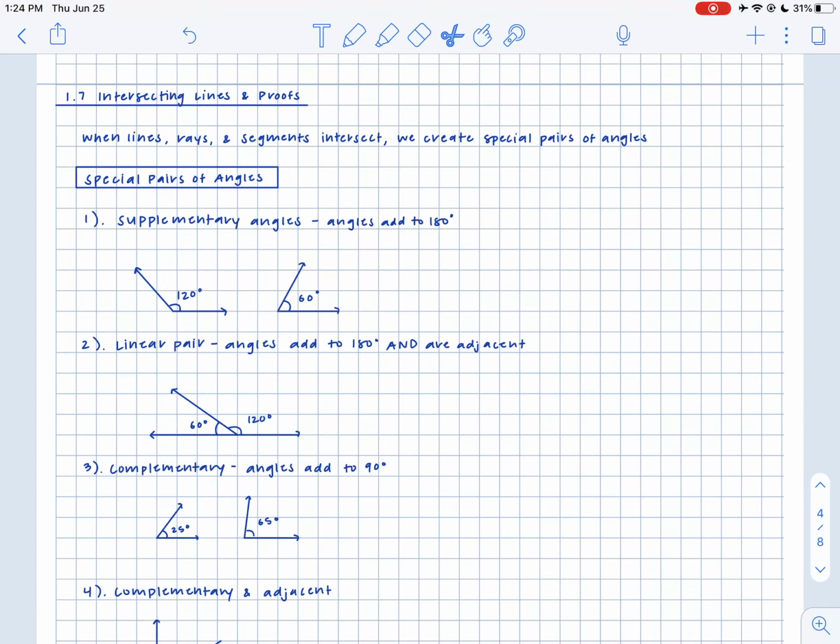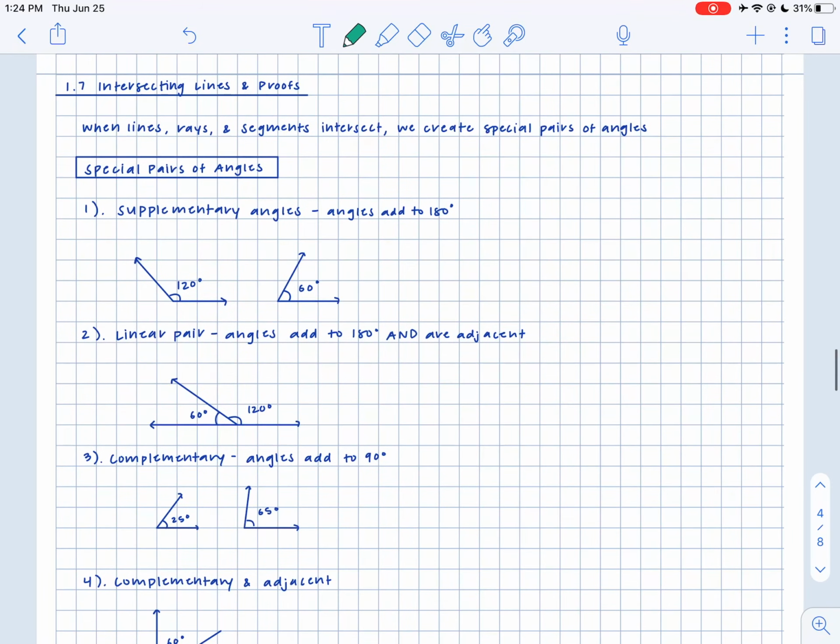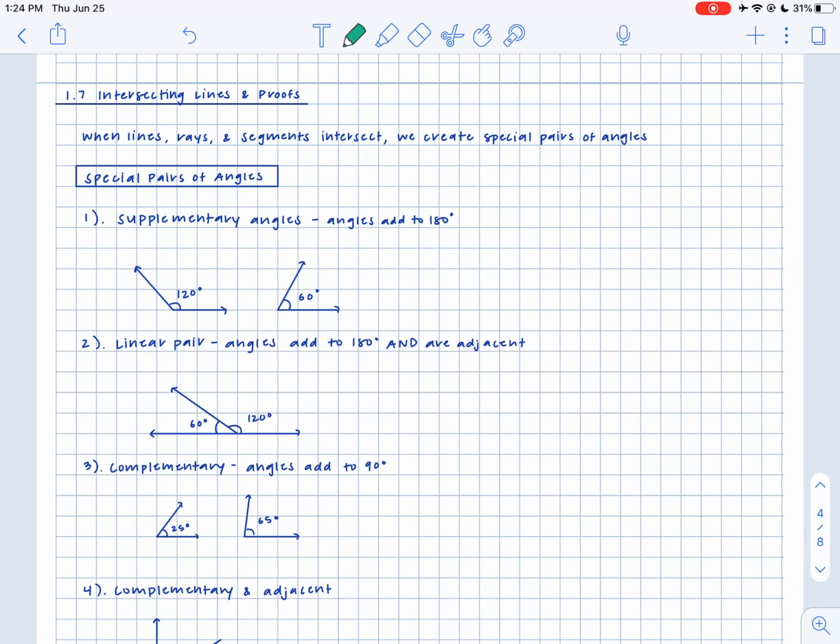So I wanted to remind you about these special pairs of angles we discussed for 1.5. Remember we talked about supplementary angles, which were angles that added up to 180, and linear pair, which were angles that add up to 180 and are adjacent to each other. Remember, adjacent is a fancy word for next to. Complementary angles add up to 90, and complementary and adjacent add up to 90 and are adjacent, okay? So that's just to refresh your memory.